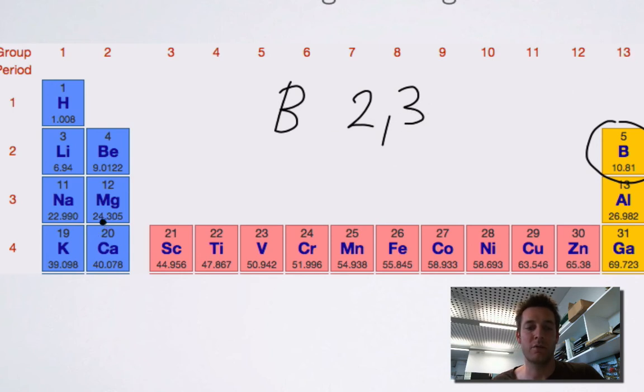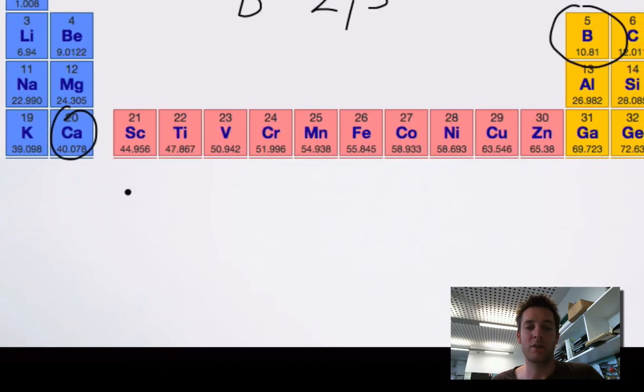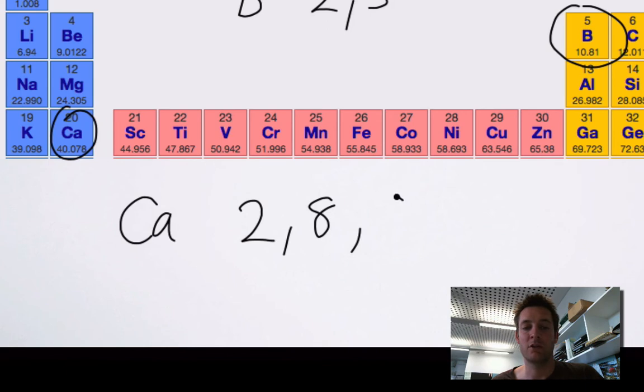Let's take another example, maybe calcium. Okay, calcium's got 20 electrons. We can only put 2 of them in the first shell. We could put another 8 in the second shell, but we've still got 10 to go. So pretending that only 8 fit in the third shell, we'll put 8 in the third shell. That leaves us with 2, because we've got 18 so far. We've got to get 20. So 2, 8, 8, 2 is the electron configuration for calcium.